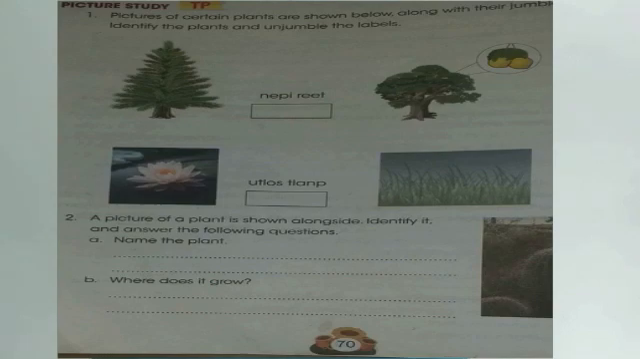And B, where does it grow? We know that cactus plant grows in desert. Write down desert. And the C, write an important feature of its habit. We know that cactus plant have spines and thorns. Instead of leaves, they have spines and thorns.